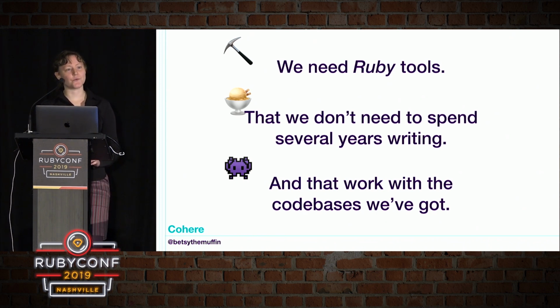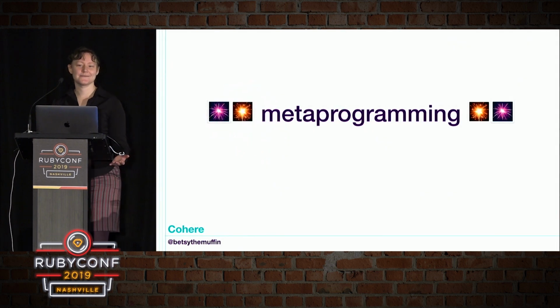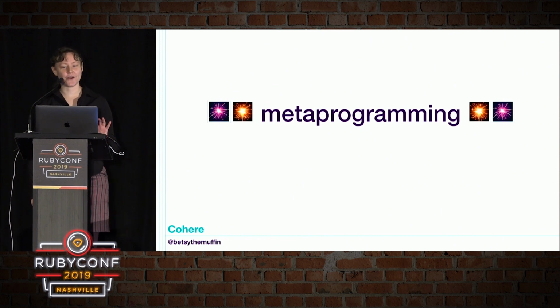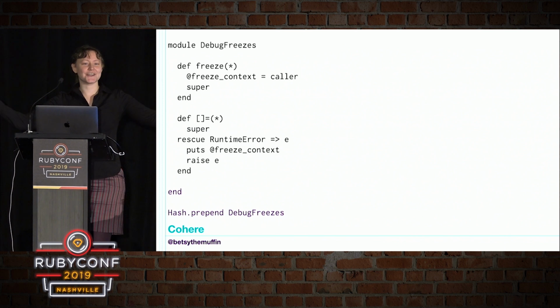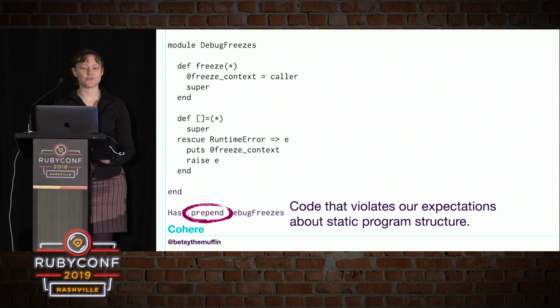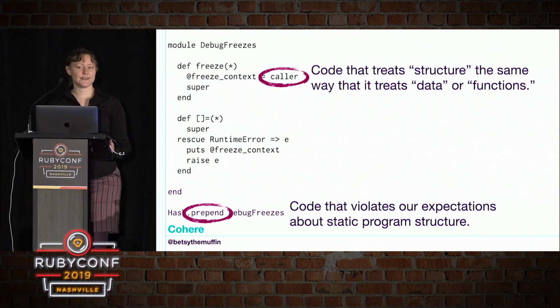It locks me to a particular point in time. So the correct tool, I think, is applying more Ruby to the problem. It's to fight other people's metaprogramming with metaprogramming of our own. And I mean that both in the hand-wavy Ruby magic sense of code that violates our expectations about static program structure, like using prepend to override a definition, and in the stricter sense of code that treats structural elements, like the current stack trace, the same way it treats data and functions.